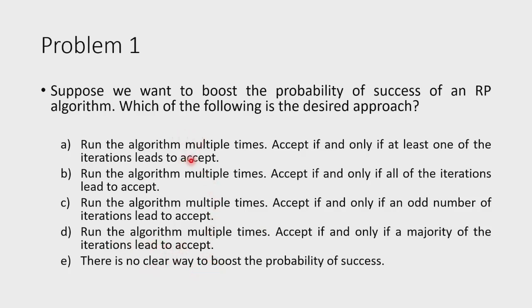So what's the answer to this question? Okay, if no one wants to guess, the answer is A. What we should do is run the algorithm multiple times and accept if and only if at least one of the iterations leads to accept. How many times should we run the algorithm? That depends on what probability of success we want. So let's quickly see why this is the case.